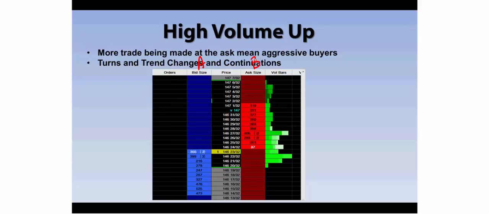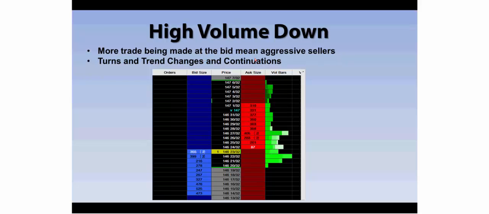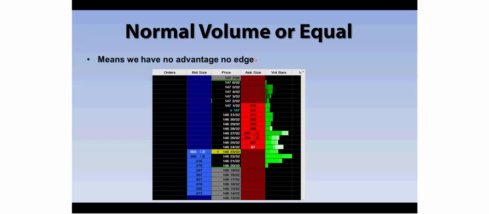Yeah. So a lot of times there'll be a wide market, and if you put a market order out there, obviously it's going to hit the ask. You can also do a limit order. Now, let's go back to this. Let's talk about the importance of a normal volume or equal volume. It means we have no advantage whatsoever. Yeah, you have to take the ask when you're buying something, right?